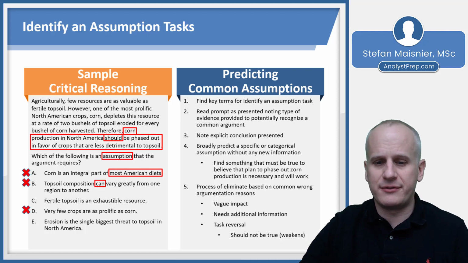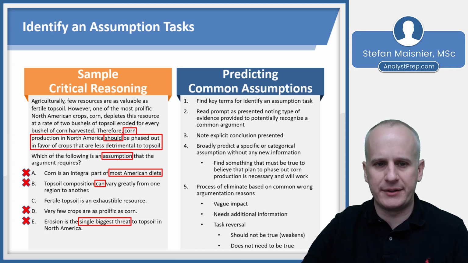Another type of task reversal is going to be something that doesn't need explicitly to be true for assumptions. So erosion is the single biggest threat to topsoil in North America. Well, we don't need it to be the worst threat to topsoil. So that would go too far and isn't something that needs to be true.